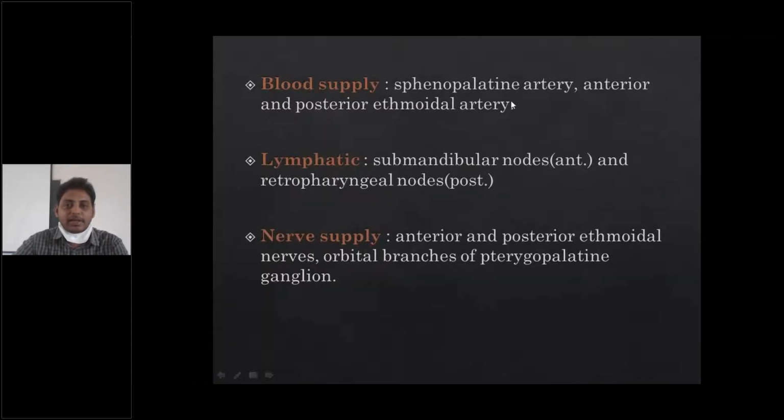Coming to the blood supply, it is supplied by the sphenopalatine artery and the anterior and posterior ethmoid arteries, which are branches of the ophthalmic artery. Lymphatic drainage: as we said, the anterior ethmoidal cells drain into the submandibular nodes, and posteriorly it drains into the retropharyngeal lymph nodes behind the pharynx. Nerve supply, as usual, is by the anterior and posterior ethmoidal nerves, as the names indicate, and orbital branches of the pterygopalatine ganglia.